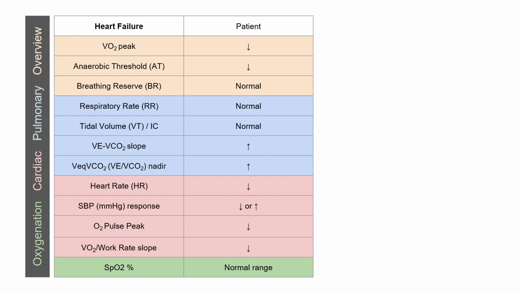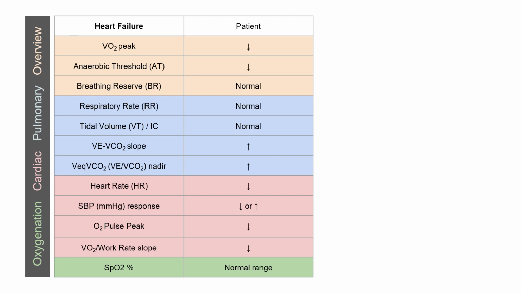So they have a high VQ mismatch with lots of dead space, and because of that, they have evidence of ventilatory inefficiency in that they'll have an increased minute ventilation to VCO2 slope and increased ventilatory equivalents for VCO2. Their heart rate will likely be reduced, either because of chronotropic incompetence because of beta blockers or other medications they're on, or because they've stopped the test a little bit early because of severe symptoms of dyspnea and fatigue.